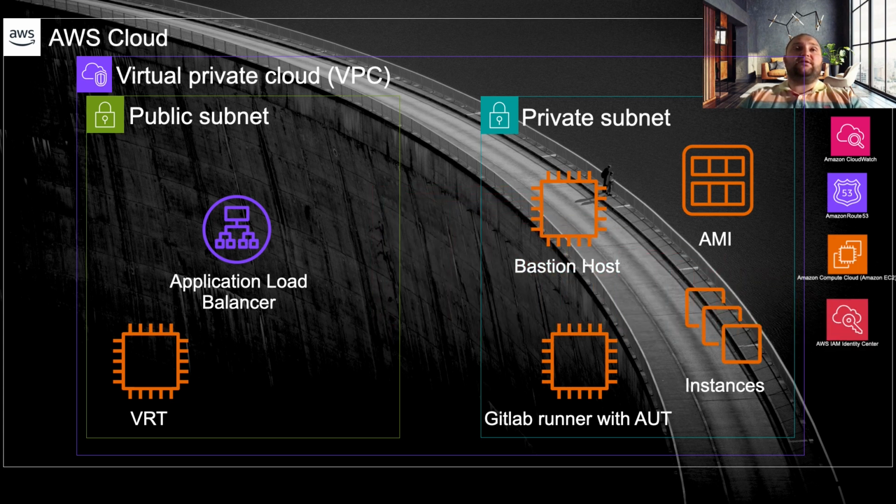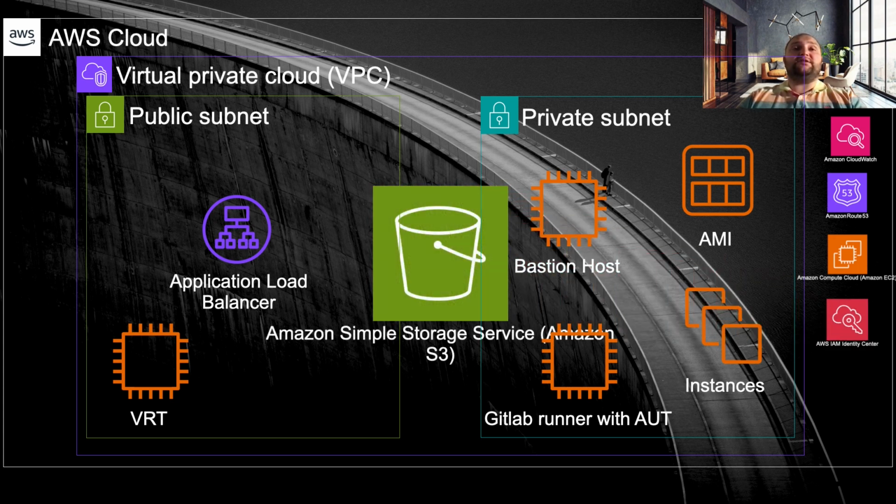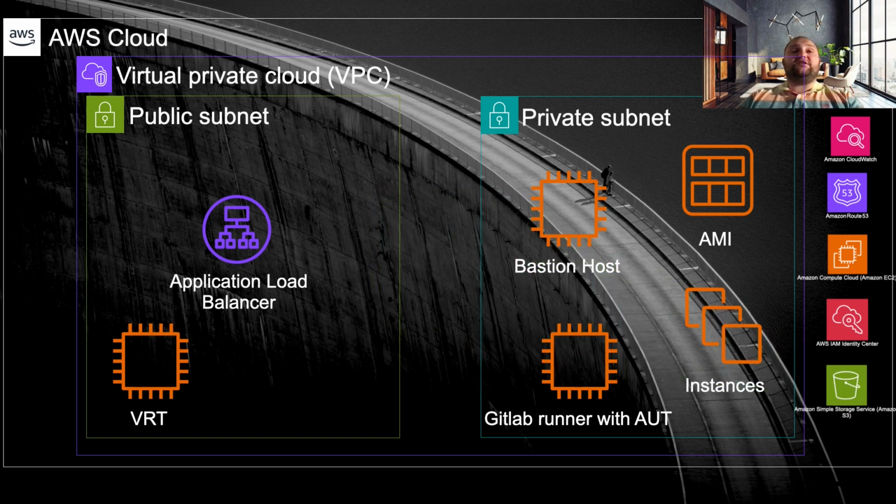And the last one but not least, S3 bucket. It is the standard cloud storage. We will use it for hosting Robot results to be available as a service instead of artifacts to download. That's all about the infrastructure.